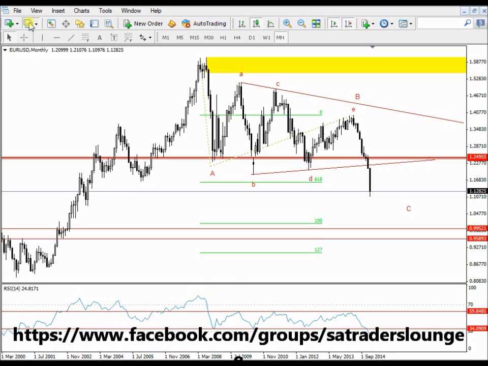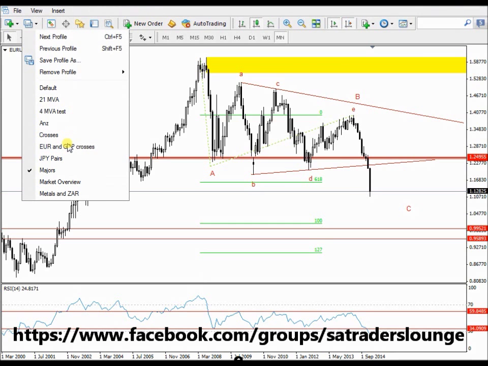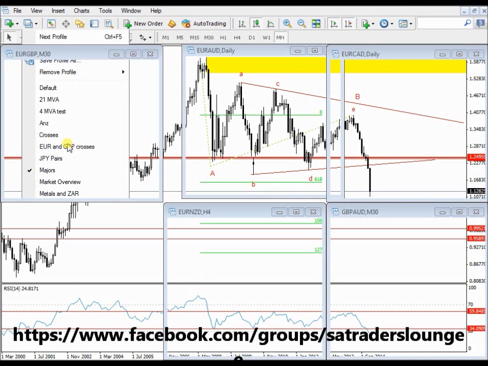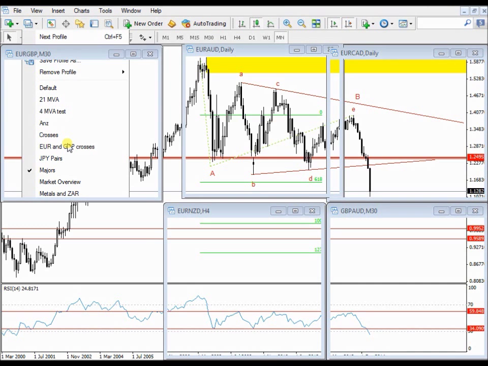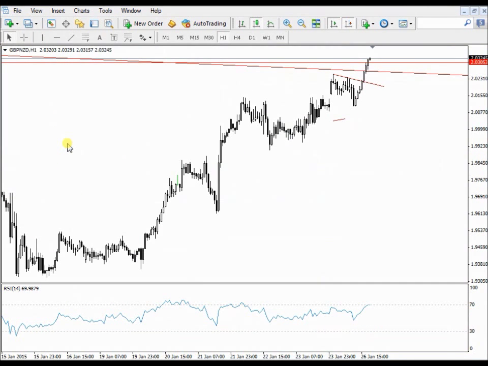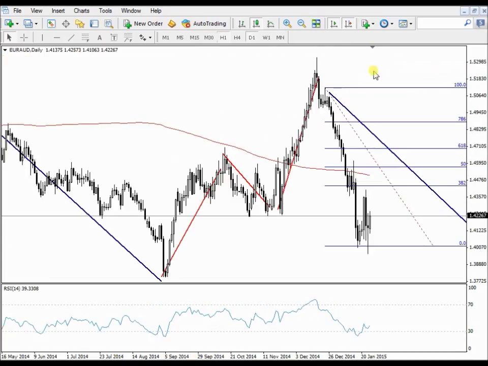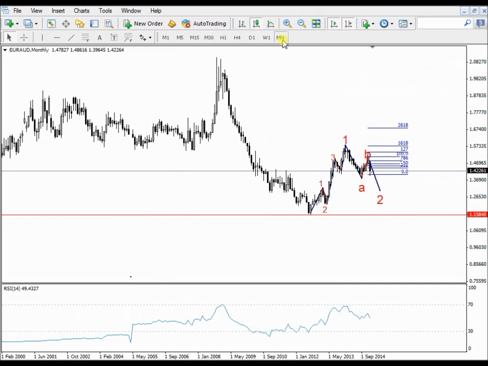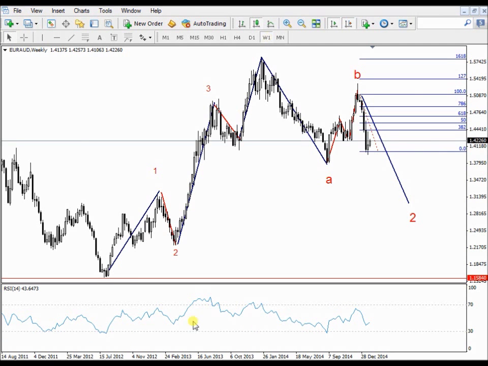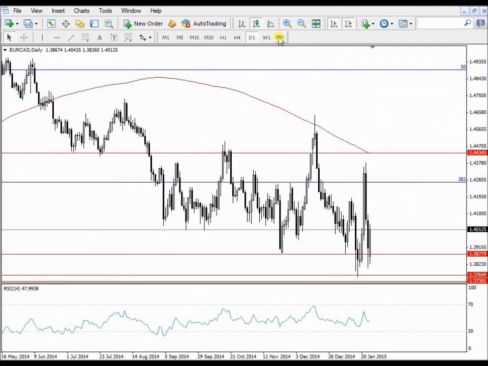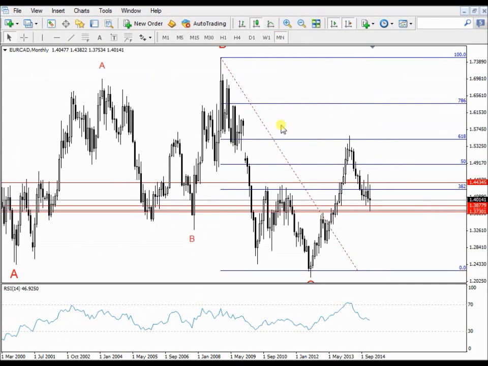Alright, let's go on. One of the trades George did a few months ago, he did it with a previous webinar as well, was the Euro CAD or the Euro Aussie. Just want to check which one it is. Euro CAD. This is it.